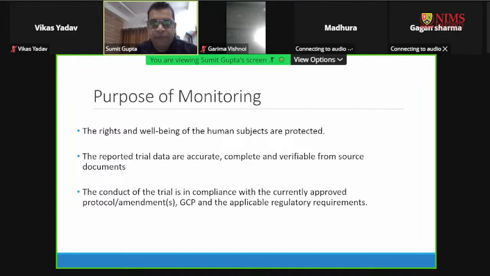This is being implemented very fast, and in the last 2 to 3 years the pace has increased because of COVID. Dr. Sunil rightly said that COVID has impacted this industry a lot. Because of this, the acceptance of technology in the clinical trial industry has increased, and it is a type of monitoring they are doing.